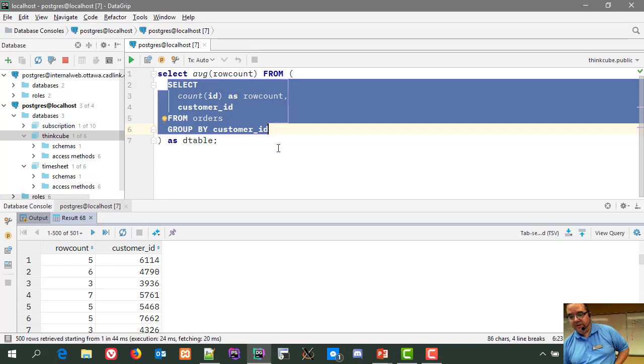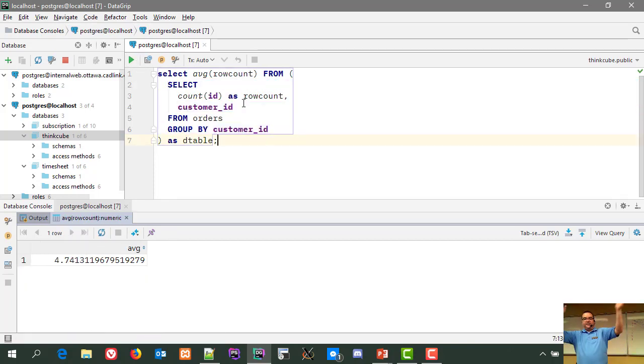So now I can actually go and say, on average, 4.74 orders per customer. It's kind of cool. It's playing with numbers, playing with information. Usually people that really get into database really do this, develop this skill set because it's really handy. It's a really useful piece of information. And as I said earlier, this behaves for all intents and purposes the same as a table. So now I can do this.